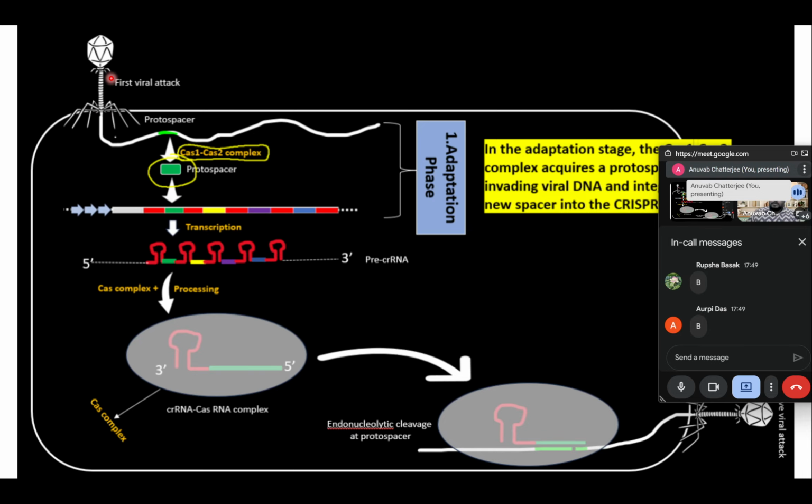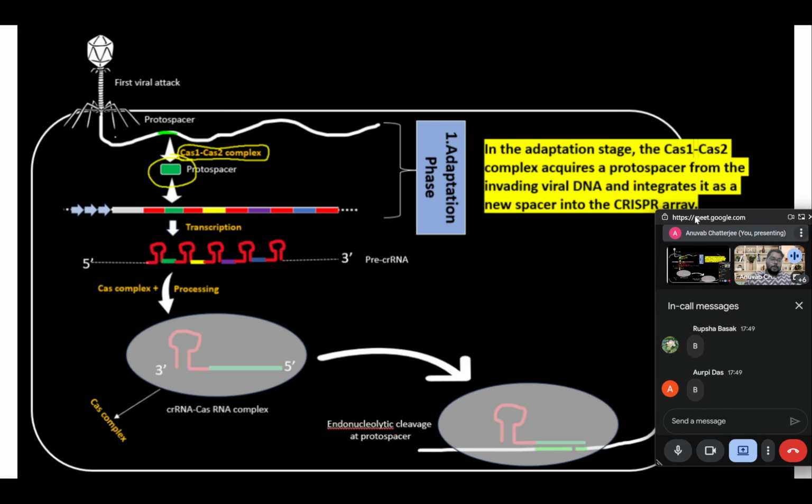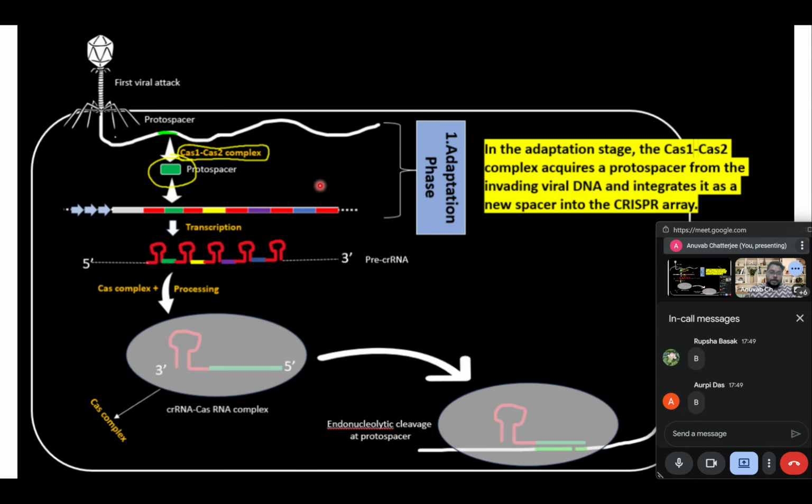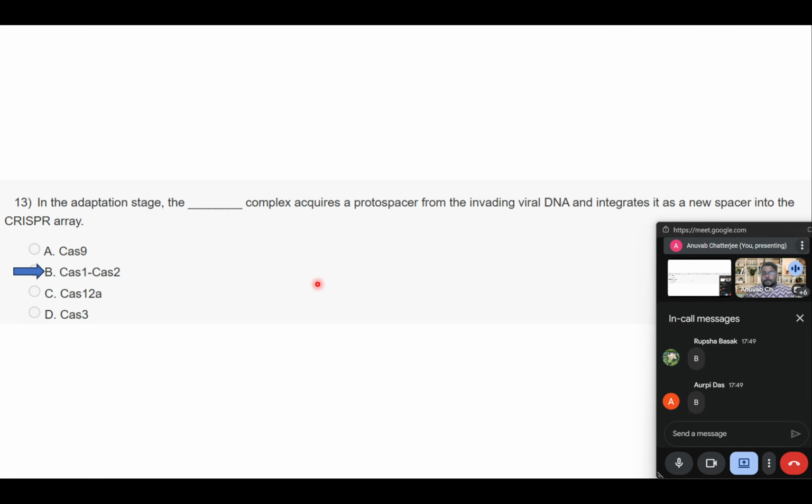As I said, post viral attack, the viral DNA essentially gets into the bacteria, and this viral DNA is the source of all problems. It will start creating more and more viruses. So the Cas1 or 2 complex goes and finds the protospacer region, which it cleaves off and attaches to the CRISPR array. So in the adaptation stage, the Cas1-2 complex acquires a protospacer from the invading viral DNA and integrates it as a spacer into the CRISPR array. So this is the first step. Adaptation stage, Cas1 and 2 complex acquire the protospacer.